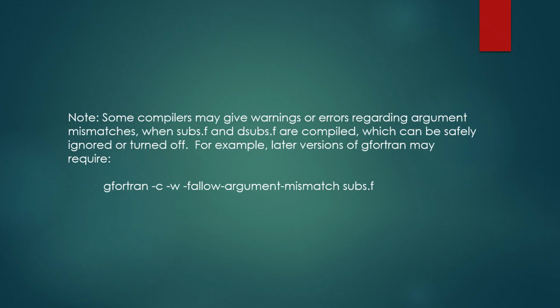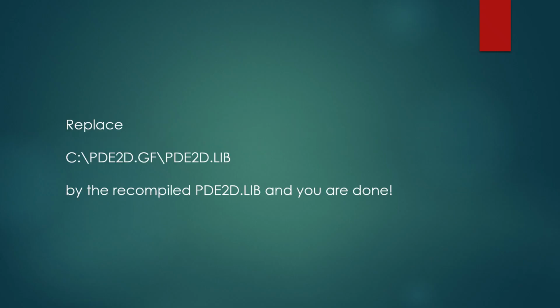Some compilers will give warnings or fatal errors regarding argument mismatches when compiling subs.elf and dsubs.elf, but these warnings can be ignored, and if fatal, they must be overridden. The errors seem to be very serious, but I can explain why they are not and are in fact intentional. Otherwise, these source code files are highly portable. Replace the old library in pd2d.gf by the recompiled one, and you are done.